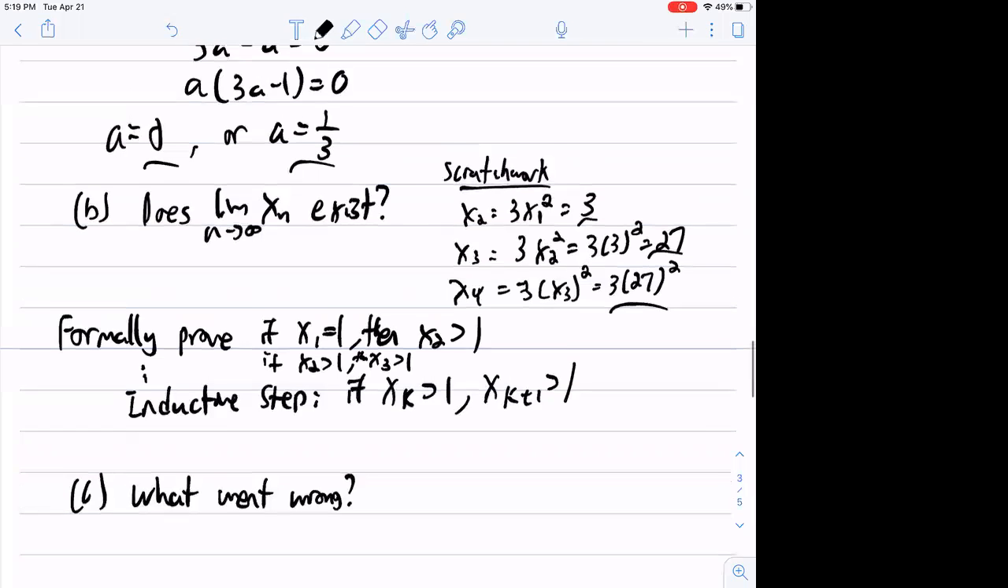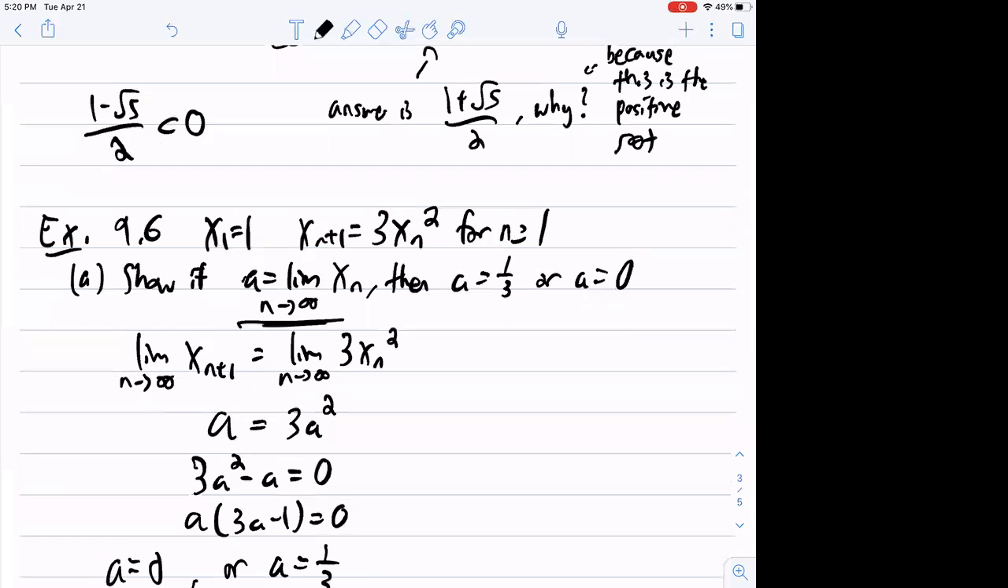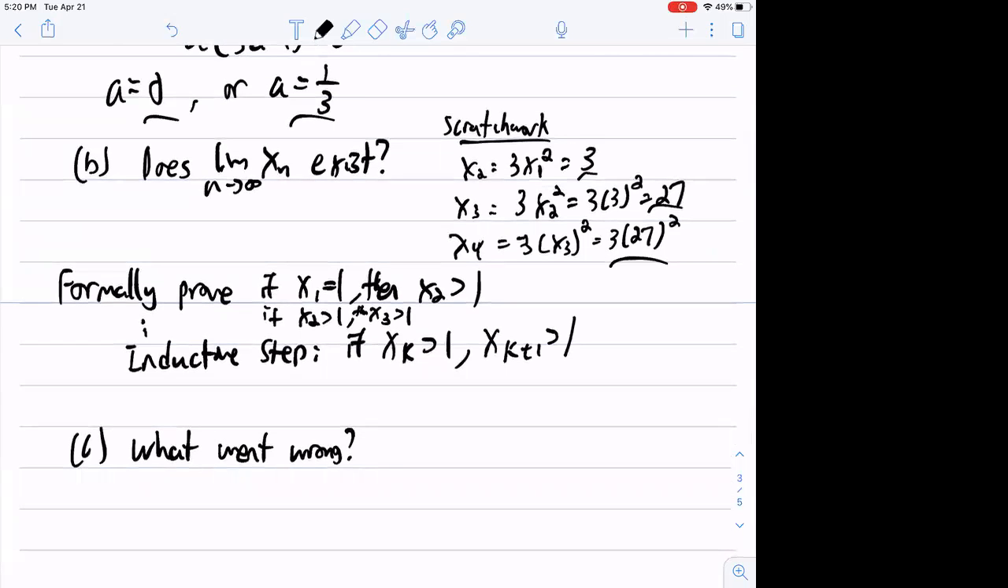So what went wrong was, here we assumed the limit existed, right? If the limit existed, then the limit has to be 0 or 1/3. But the point was the limit doesn't exist. So the limit did not exist. Right, and hopefully from our calculations here, you can see that the limit should be infinite. You're getting bigger and bigger, right? But the question never asked you to prove it was infinite. It just asked what went wrong. Okay. Any questions so far?